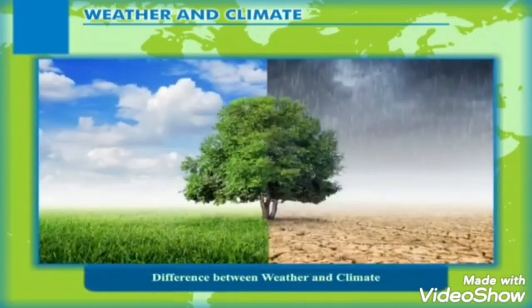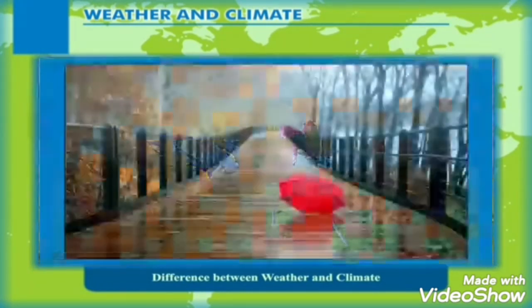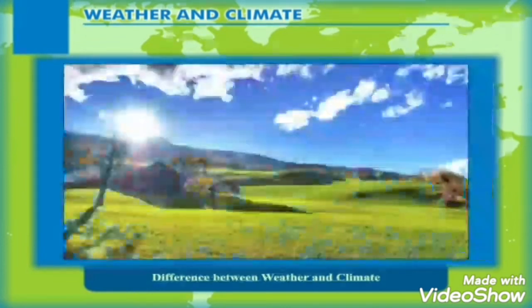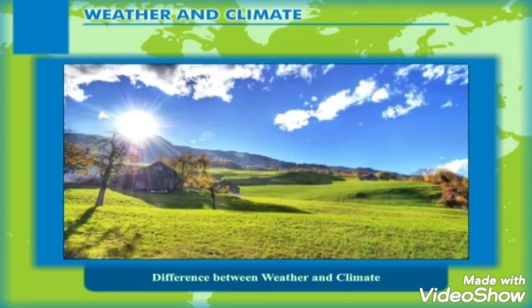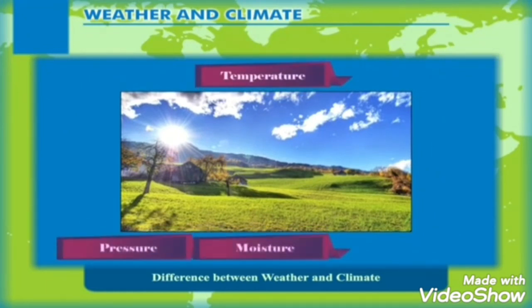Difference between weather and climate. Yesterday it was a windy day, today it is a rainy day, and tomorrow it may be a sunny day. The conditions of the atmosphere may change from one day to the other. The conditions of temperature, pressure, moisture, clouds, etc. that change very frequently, maybe in a day or two, and are localized over a small area, a city or a district, are referred to as weather.